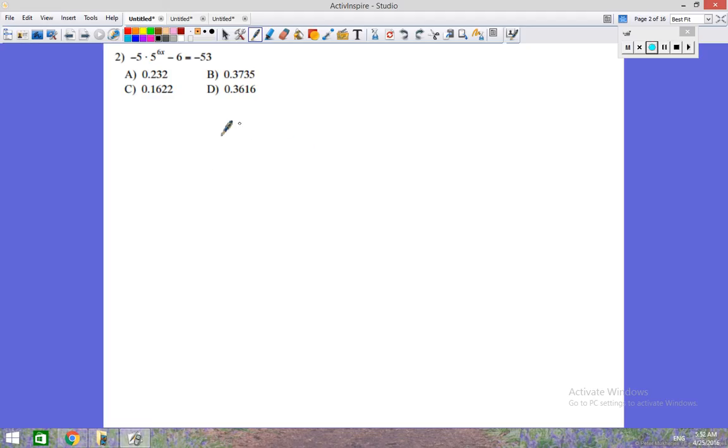So let's take a look now at number 2. We have the same setup. We've got negative 5 being multiplied by 5 raised to the 6x power, minus 6, is equal to negative 53. We have two terms on the left-hand side, a single term on the right-hand side. The variable of interest, this x, is here in the first term. For right now, our immediate goal is to get that factor by itself.